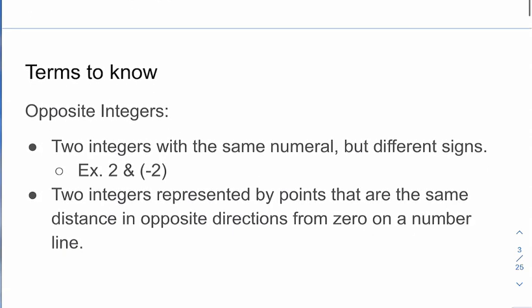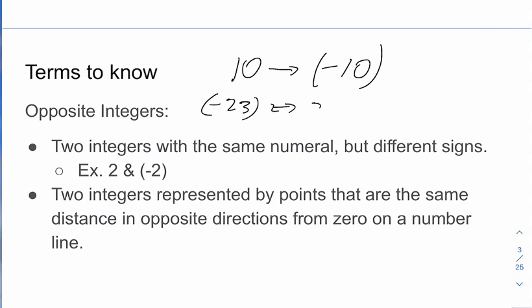Okay, some other terms to know. Opposite integers. Opposite integers are two integers with the same numeral, or number, but different signs. The example there is a +2 and a -2. So for any integer, if you want to find its opposite, you write the same numerals down and add the opposite sign. The opposite integer of -23 would be 23.